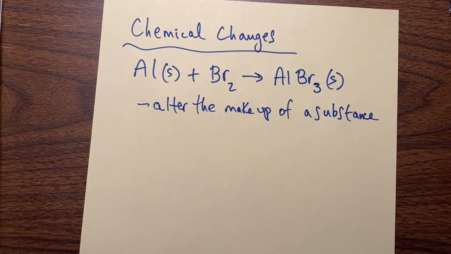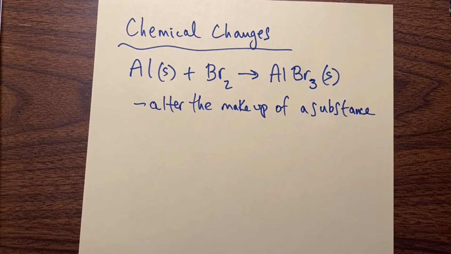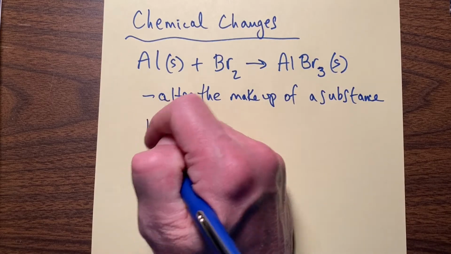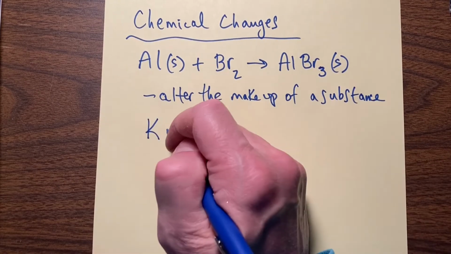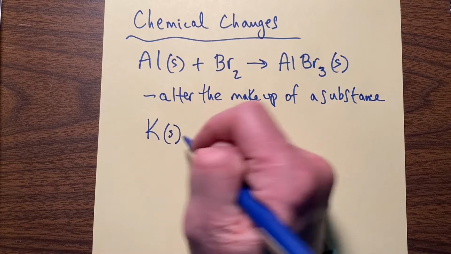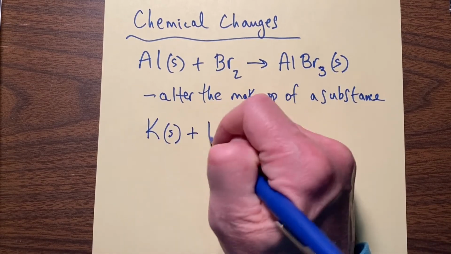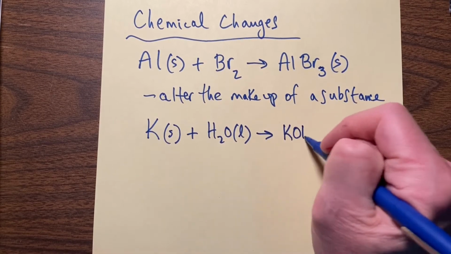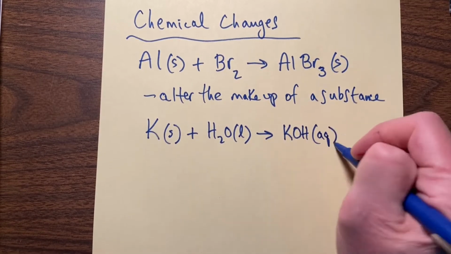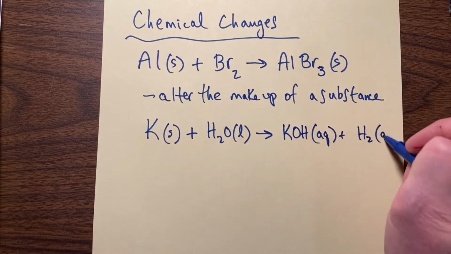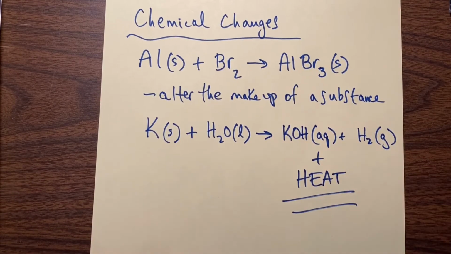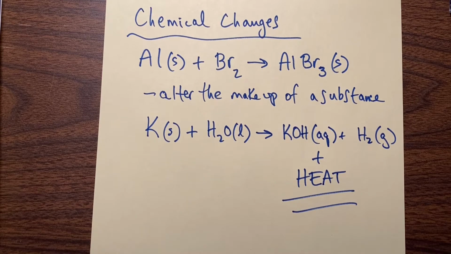Heat and light and electrical energy are often emitted when you observe a chemical change. For instance, if you go to the Periodic Videos website, you'll see a really cool video under potassium. They react potassium with water, liquid water, and you form potassium hydroxide, which is aqueous, and hydrogen gas, plus a lot of heat. It explodes because potassium is so chemically reactive.